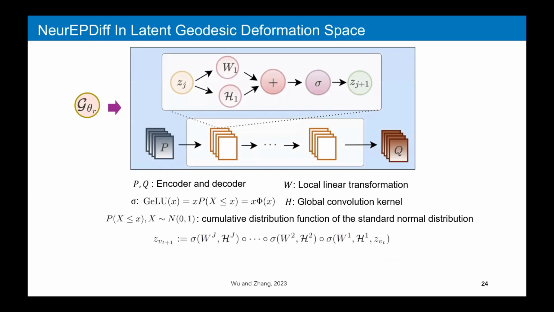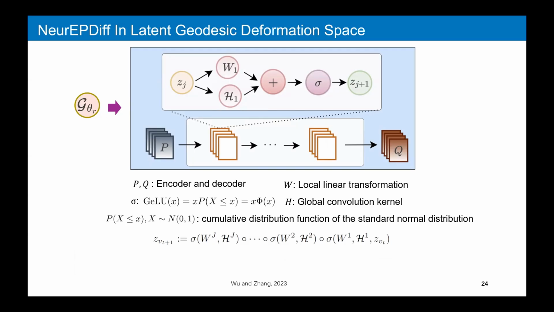Now let's take a look at the latent neural operator G theta. I used the architecture from my previous work, NeuroPDIF in IPMI 2023. The key distinction is that NeuroPDIF designs the neural operator in image space. However, the current model G theta is operating in the latent space. Let's take a quick look at the architecture of it.